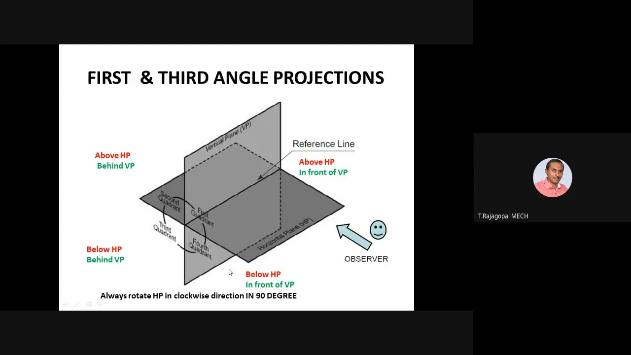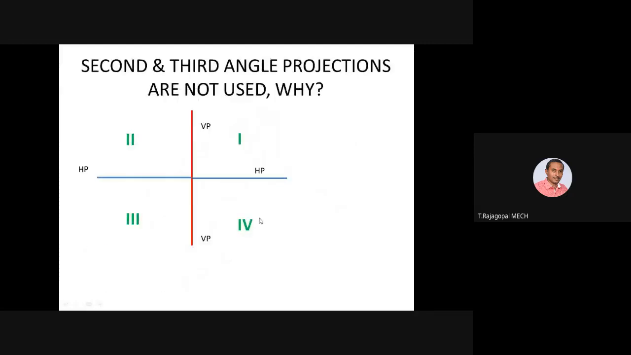You can easily understand. For projection purposes, any object located in any quadrant has to be converted from three dimensions into two dimensions of different views, like front view, top view, and side view. For that purpose, you always have to rotate the horizontal plane in clockwise direction by 90 degrees. Okay. Now you can check it.